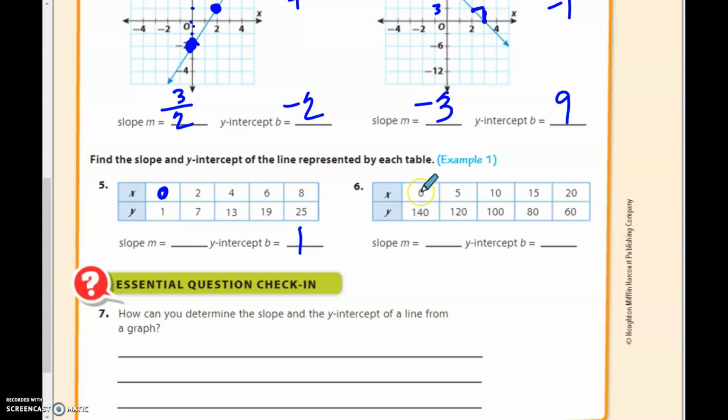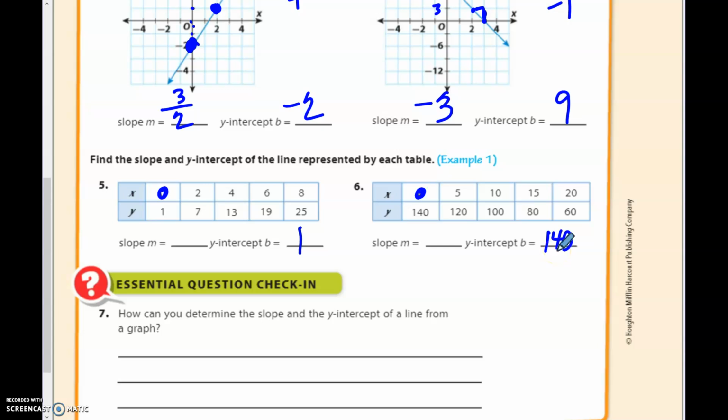And looking at number 6, do you see how that x value is 0? Well, then this y-intercept is going to be 140. So it's really nice when that chart already has that x value at 0, because then we know the y-intercept is going to be that other number.